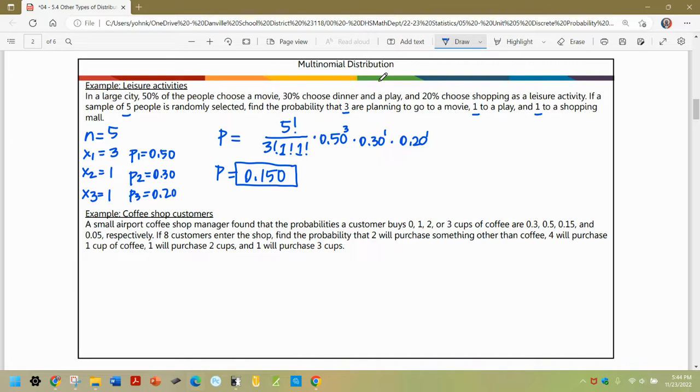All right, let's do another one. A small airport coffee shop manager found that the probabilities that a customer buys 0, 1, 2, or 3 cups of coffee are 0.3, 0.5, 0.15, and 0.05 respectively. If 8 customers enter the shop, find the probability that 2 will purchase something other than coffee, 4 will purchase 1 cup of coffee, 1 will purchase 2 cups of coffee, and 1 will purchase 3 cups of coffee.